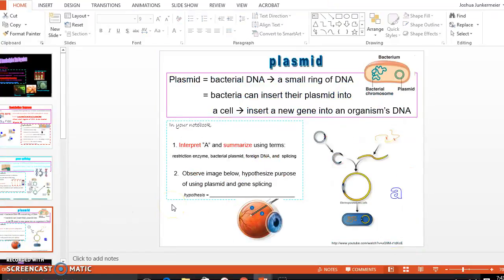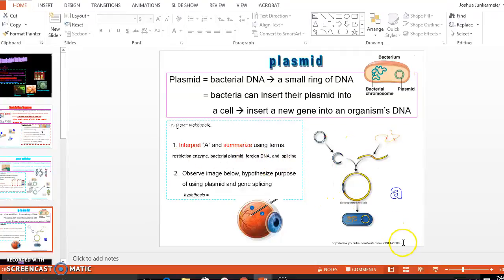Plasmid, as we just mentioned before, is a small ring of DNA from bacteria, and it's a very common source of DNA that can be altered, where you can insert a new gene or gene version, allele, into it. So it says interpret a scenario and summarize using terms. So there's terms: restriction enzyme, bacterial plasmid, foreign DNA. That means DNA from a new source other than the organism itself, and gene splicing, right? So it's saying use these terms to summarize what's occurring here.